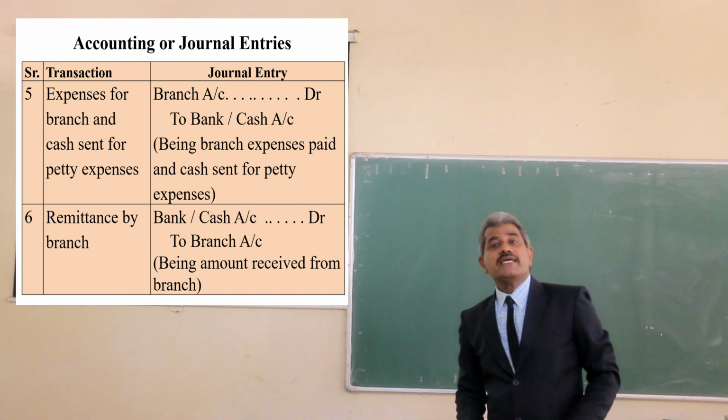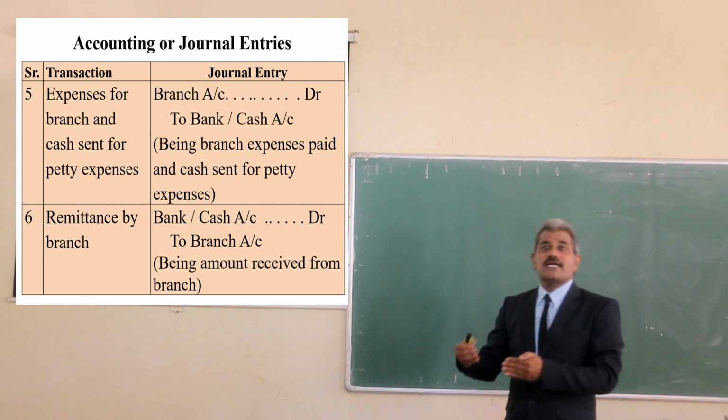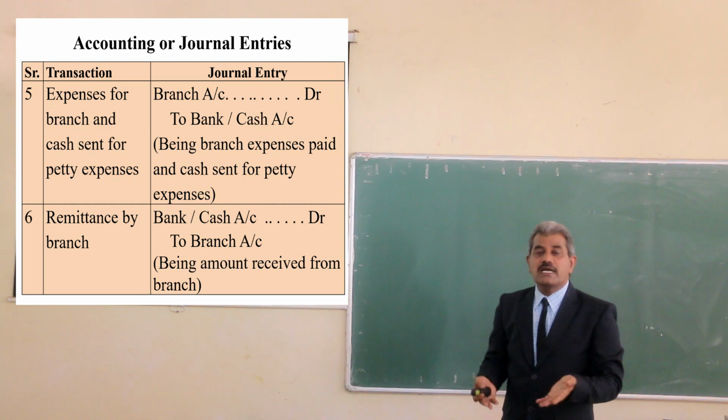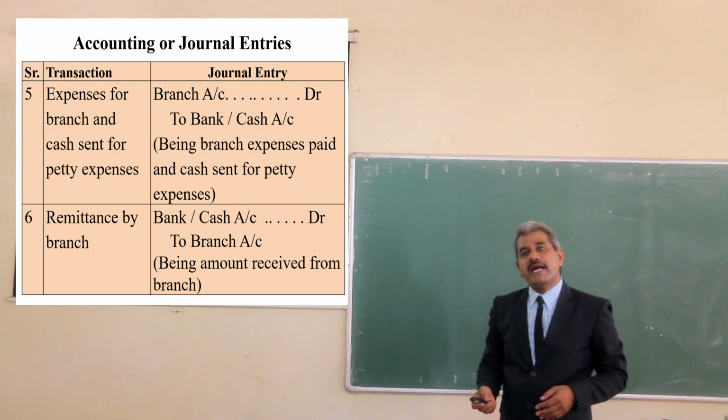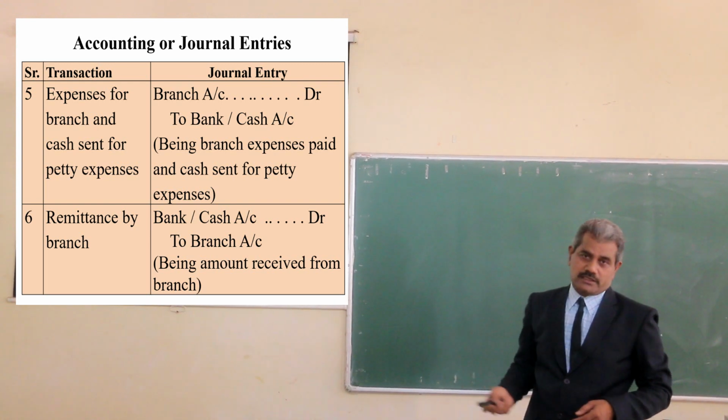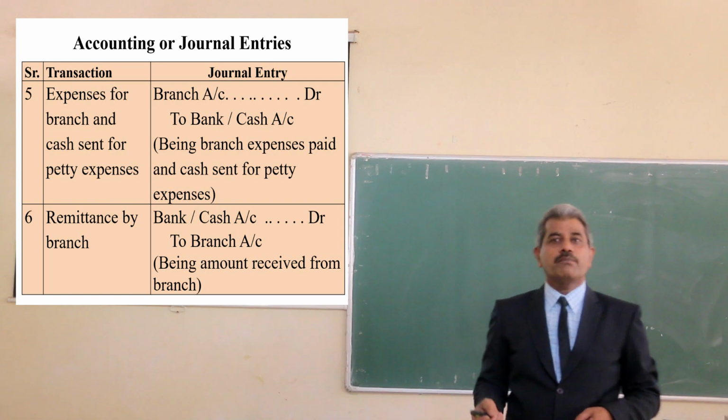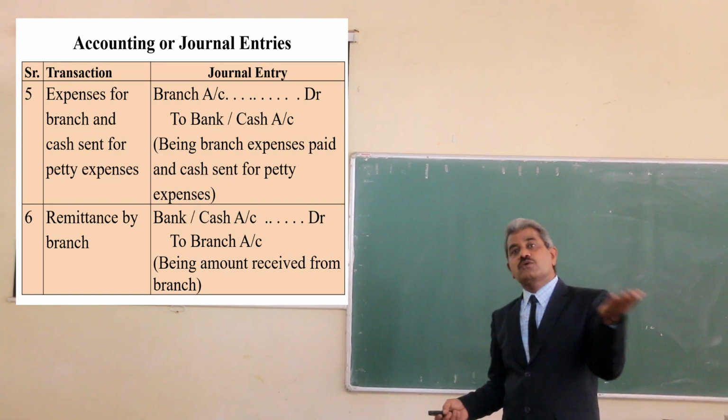And remittance by branch. The cash collected by the branch will be remitted to the head office, and for receipt of such remittance from the branch, the entry is passed as bank or cash account debit to branch. Bank or cash account debit to branch for remittance by branch to head office.